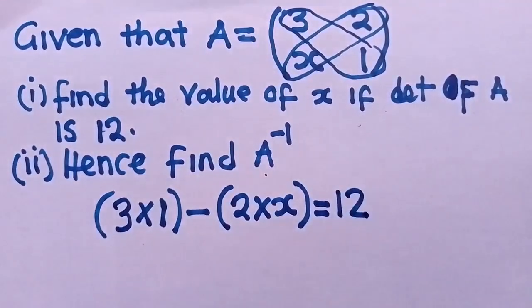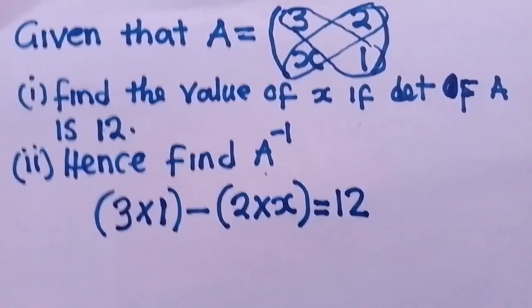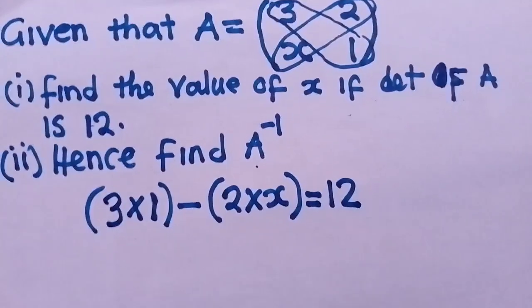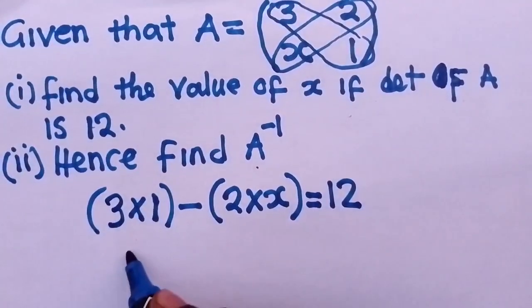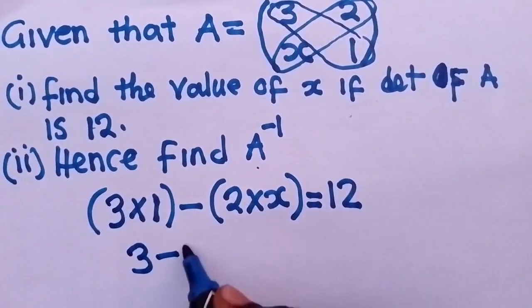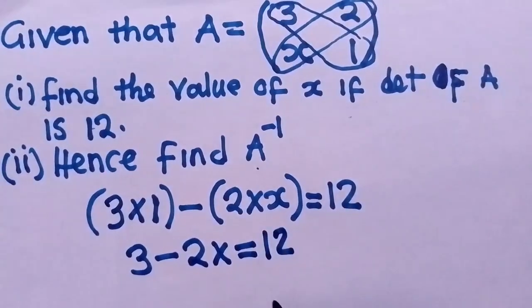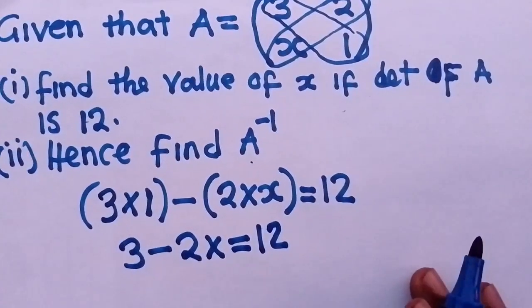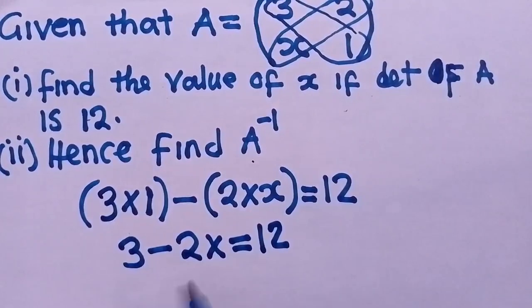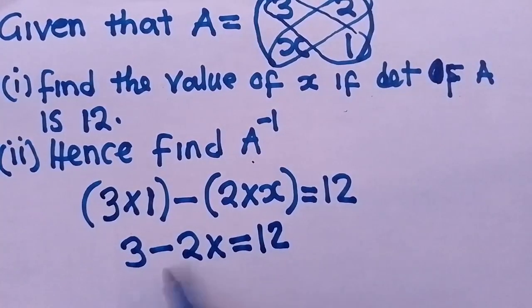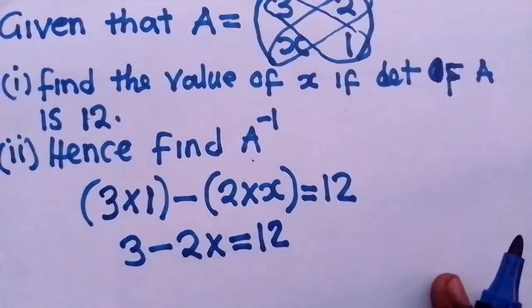So this is what you are going to do. This is what you need to get. This is what you need to understand. So from here, you say this times this is 3 minus, here this is 2x, which is equal to 12. So from here now, I've taught this. From here, what you're going to do is this. You say this will be equal to what? This one will go to that other side of the equation.